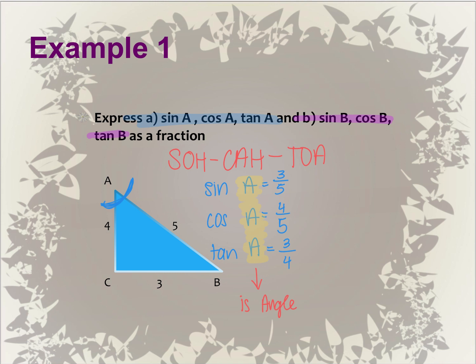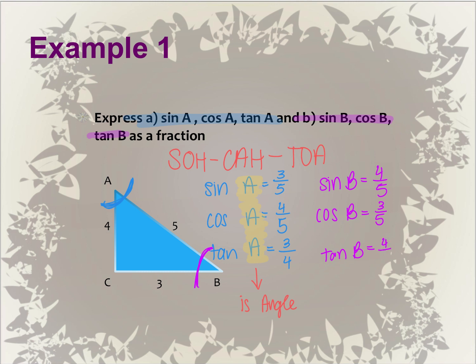So now I'm finding sine B, cosine B, and tangent B. So looking at my B, here's my angle B. Who could tell me sine B? What do I have to find? Opposite over hypotenuse. And what's my opposite of angle B? Good. And what's my hypotenuse for angle B? Good. And then looking at cosine, I need my adjacent side. What's my adjacent side? 3 over, what's the hypotenuse? Good, 5. And then tangent, I have opposite over adjacent. What's opposite to angle B?